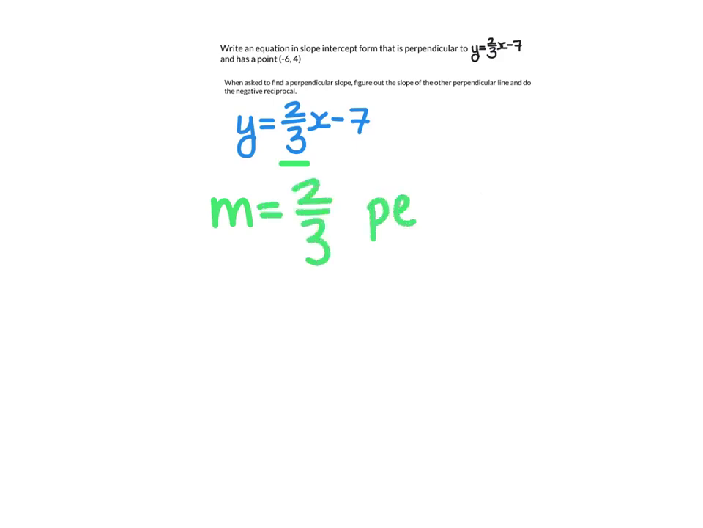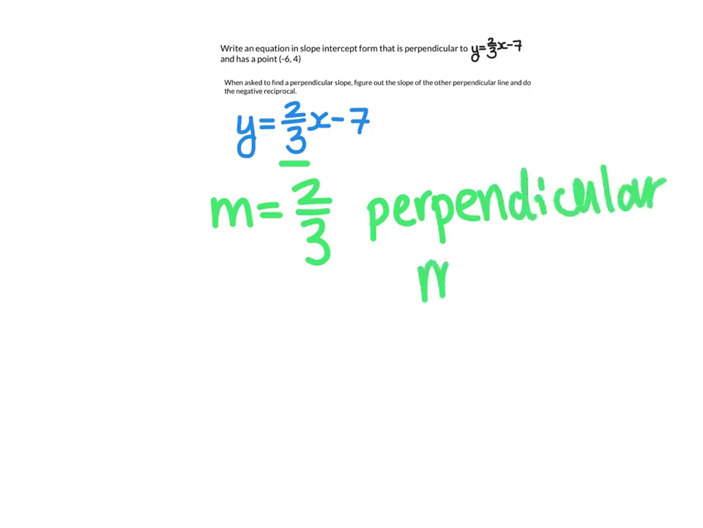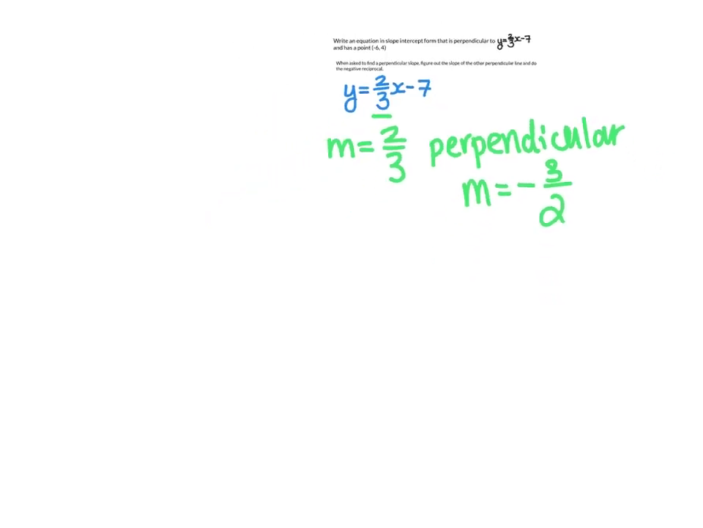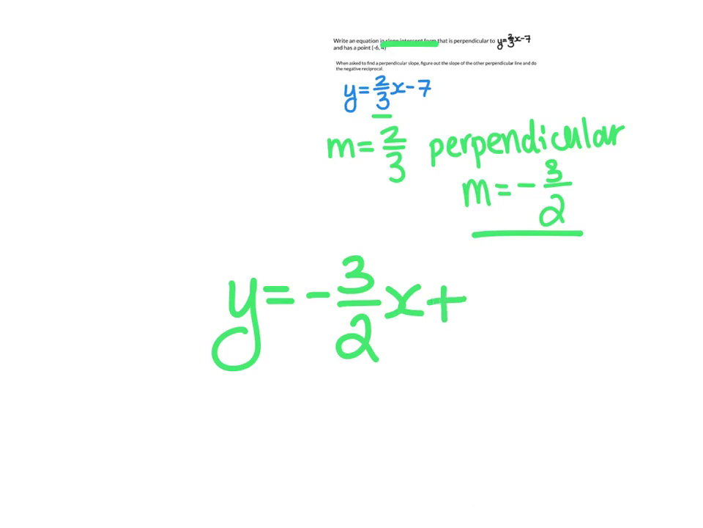So your perpendicular m, or slope, would be the negative reciprocal of that slope. Now that you have the slope, you can write this equation in slope-intercept form, as they wanted. So you get y equals negative 3 over 2x plus b.